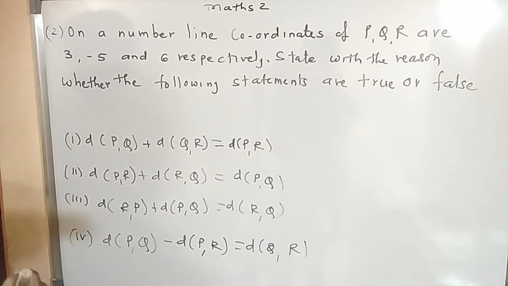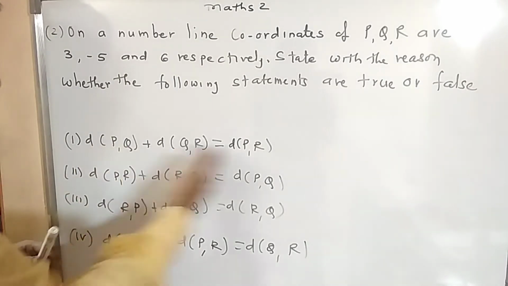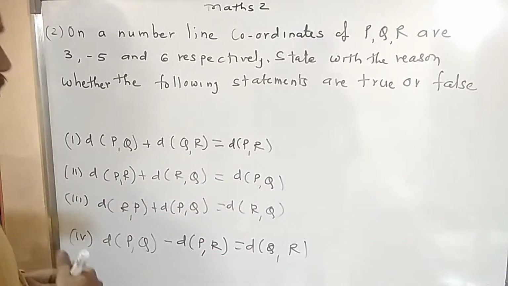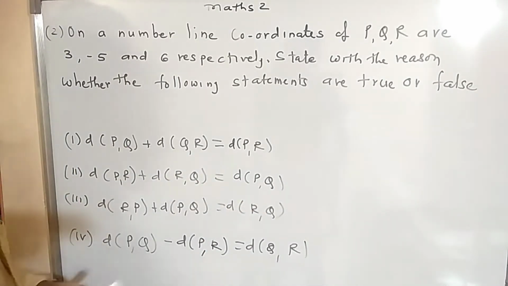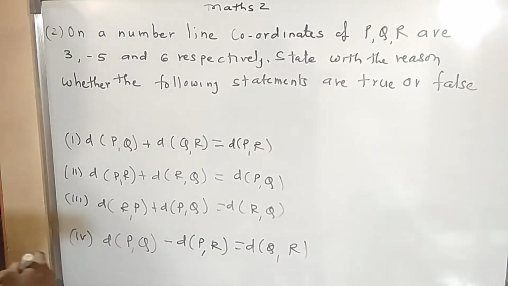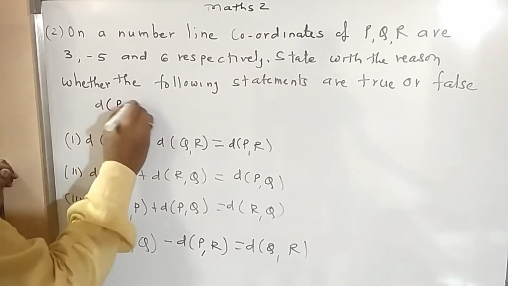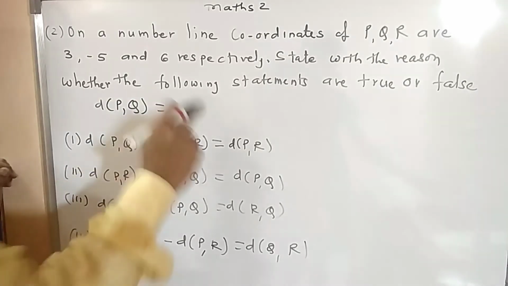So, since coordinates are given and we are asked to find the relation between their distances, first, using greater coordinate minus smaller coordinate, I will find out distance PQ. How much is distance PQ?